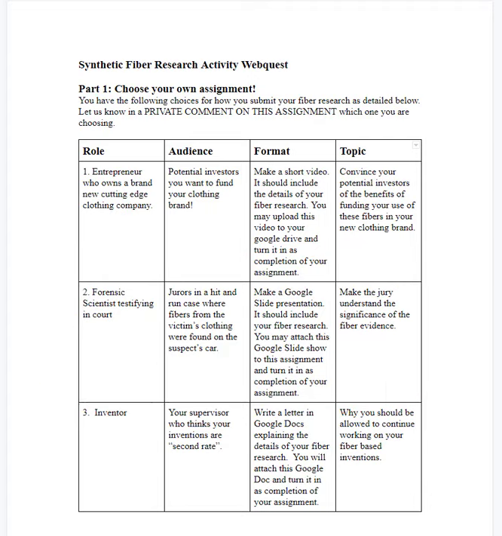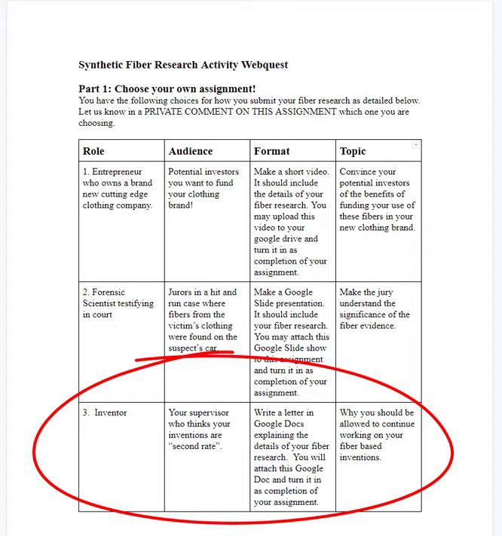Your third choice is to take on the role of an inventor whose supervisor thinks your inventions are second rate, that they're just not good enough. And you're going to write a letter to your supervisor in Google Docs explaining the details of your fiber research. And you're going to attach this Google Doc and turn it in as completion of your assignment. And your idea is you are trying to convince your supervisor of why you should be allowed to continue working on your fiber-based inventions.